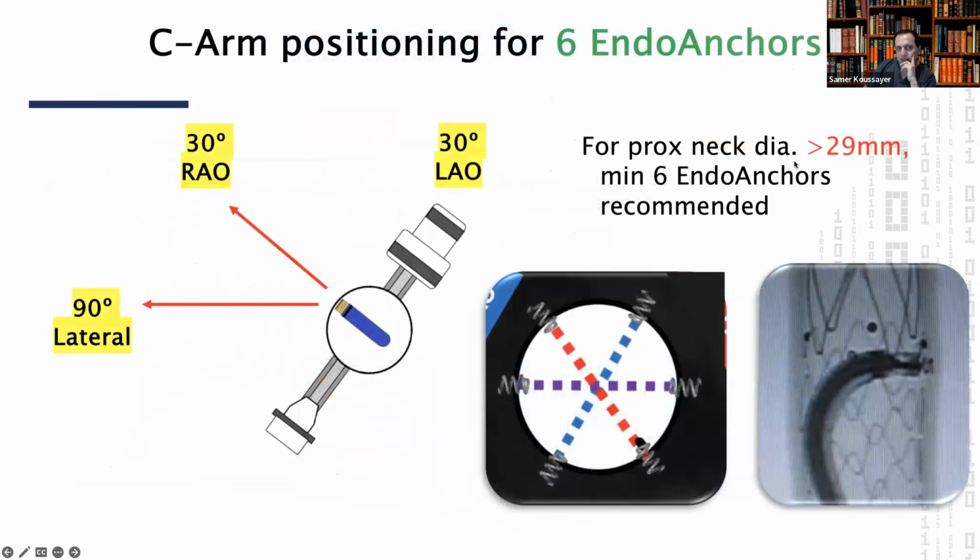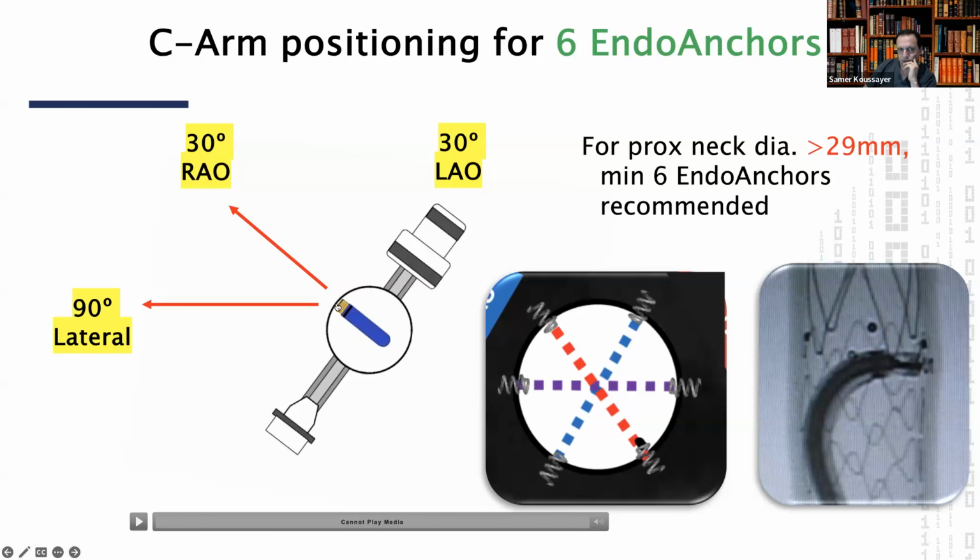If you are dealing with a big one, 29 and above, like 30, 32, 35, whatever, you put 6. Again, you go first 30 LAO, you put 2. You go another RAO 30, you put another 2. Then you go 90 and you put 2. So you end up with 6. Okay, that's the minimum.